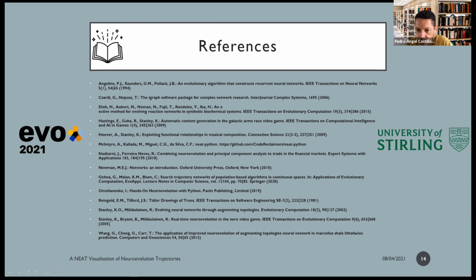In the chat, Emma asked the following question. One of the key aspects of NEAT is its use of speciation. Do you think the visualization could be modified to highlight the role that the speciation plays or not? This is a very interesting question, and it's something I have not thought about. There could be some aspects that could be extended in terms of visualization.